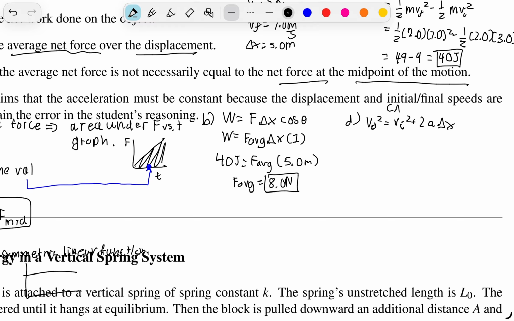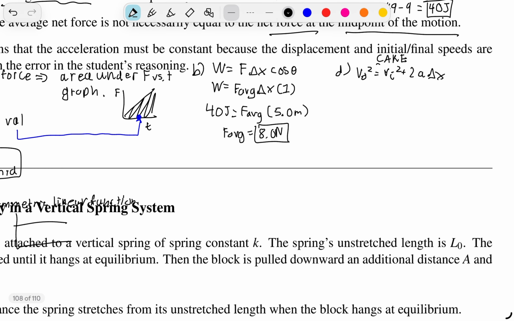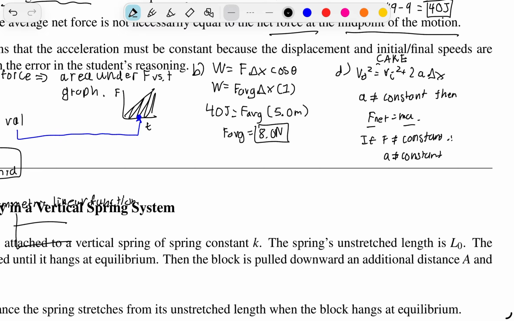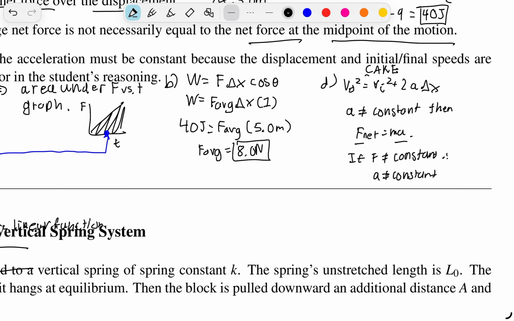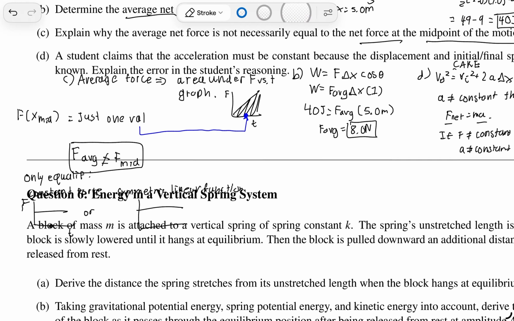This is only when you have a constant acceleration. Constant acceleration means kinematics equations apply. So if the problem says that acceleration is not going to be constant, then F net is equal to ma. And if the force is not constant, therefore acceleration is not constant, obviously, because we can see that they're directly proportional to one another. So work energy can find the total work without knowing whether the acceleration was constant. We can still use work energy.